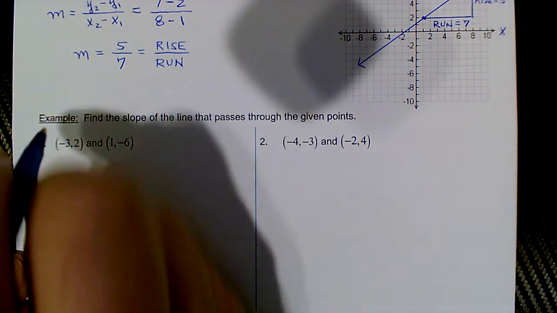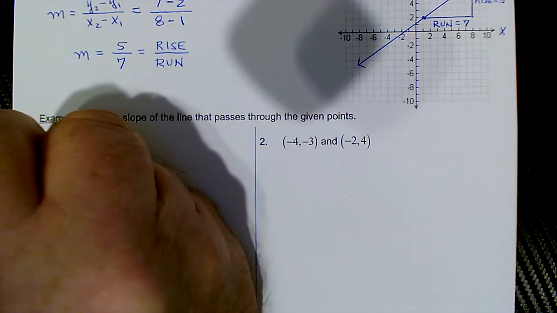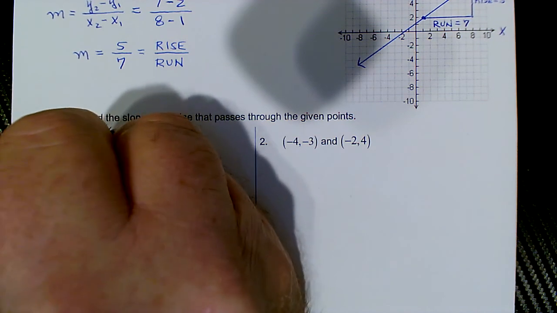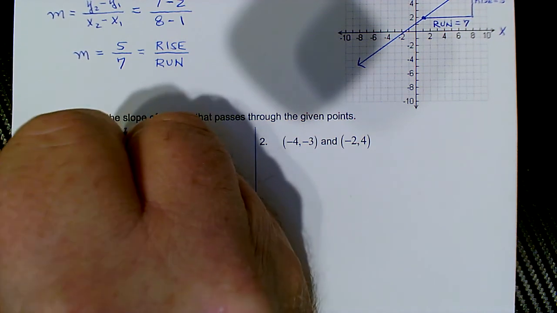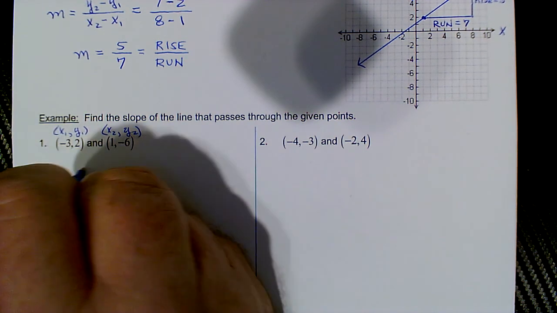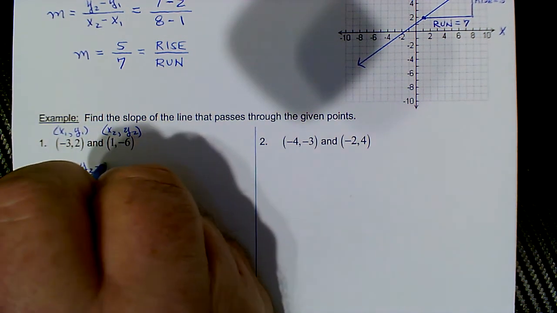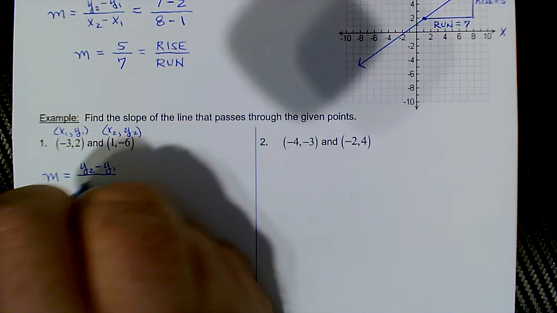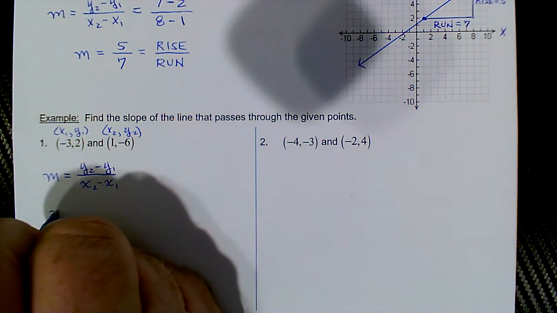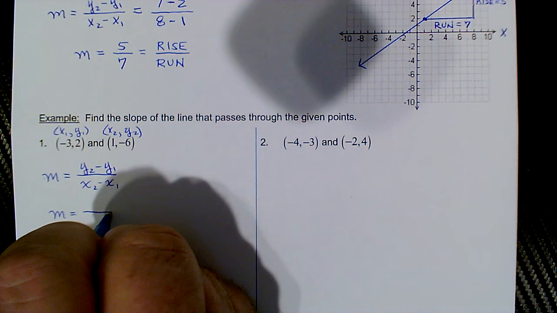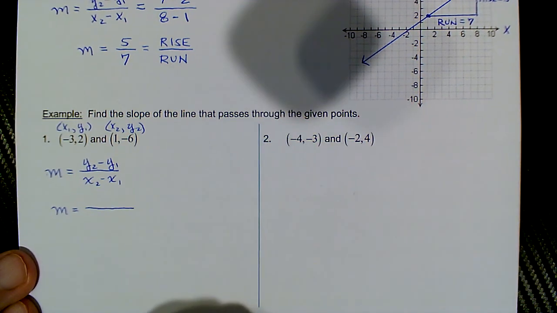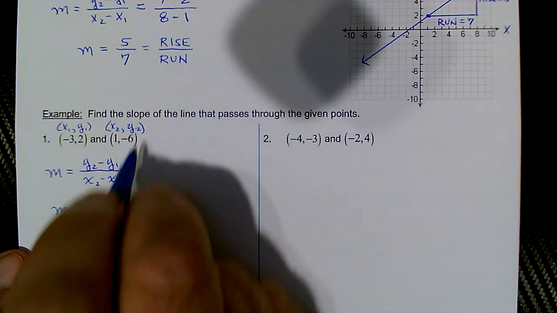Y2, you can see with the little crutch of labeling the points, is -6, minus y1 is 2, over x2 is 1, minus x1 is -3. So that gives -8 over 4, and our slope then is -2. So slope could be a fraction, could be an integer.